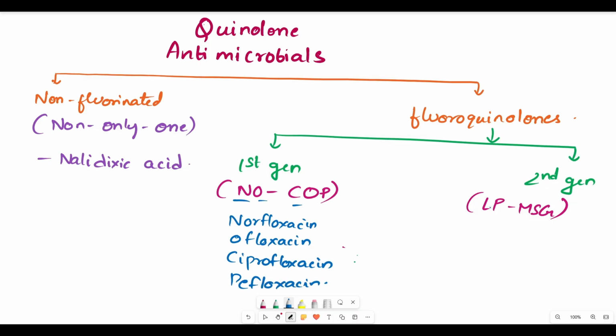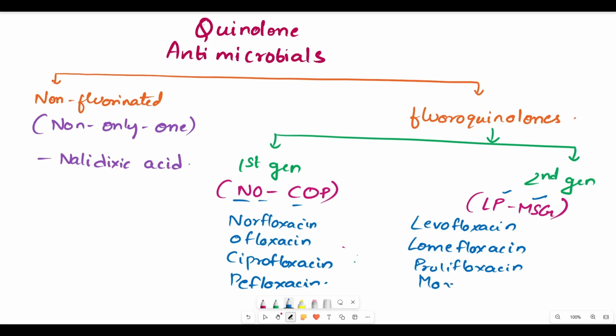Coming back to the second generation, L means it is levofloxacin. L can also be lomefloxacin. Levofloxacin, lomefloxacin. And then P means it is prulifloxacin. Then M means it is moxifloxacin. S means it is sparfloxacin. Then finally G means it is gemifloxacin.